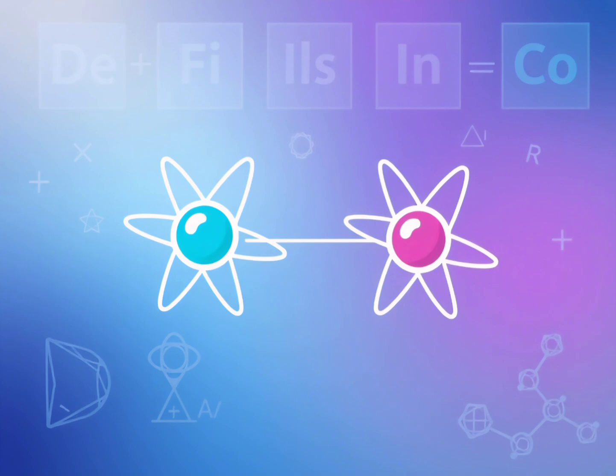Okay, wait. Why the lower melting point? If the bond holds atoms together. Good point. It's because covalent bonds often form discrete molecules. Think of water, H2O. The covalent bonds within the molecule, holding the H to the O, are strong. But the forces between separate water molecules are much weaker, things like hydrogen bonds or van der Waals forces.